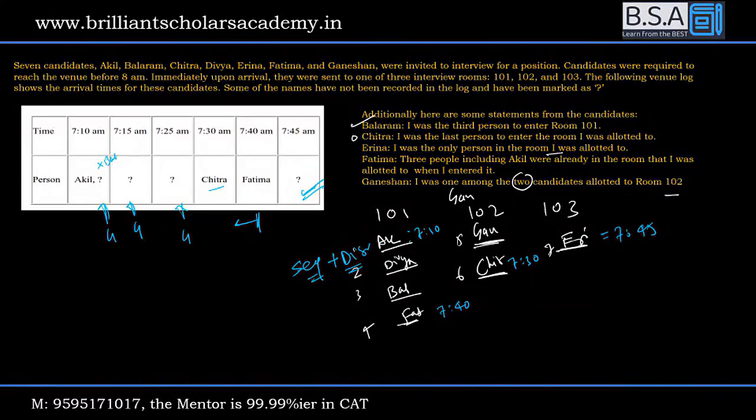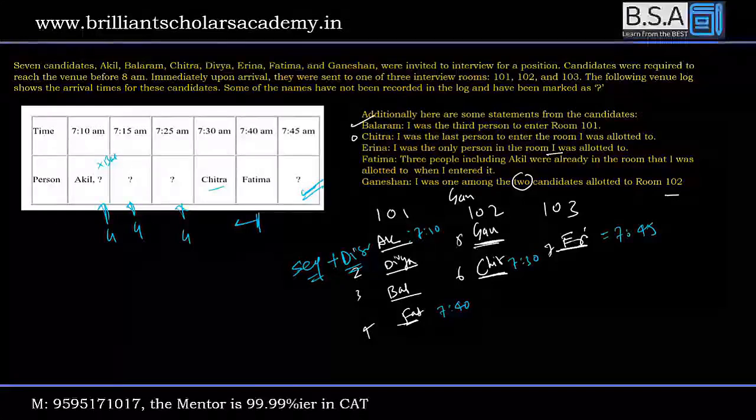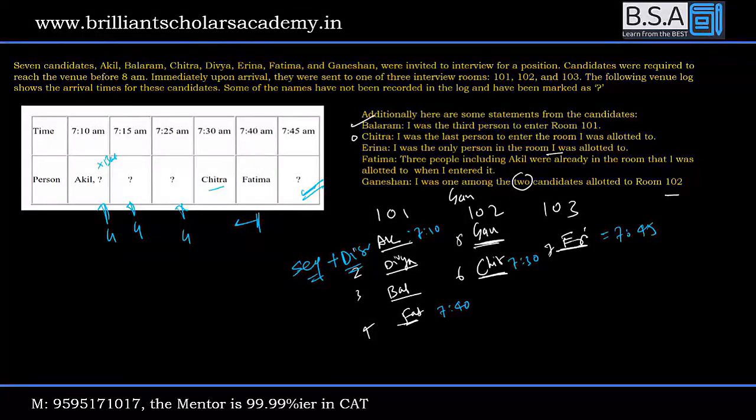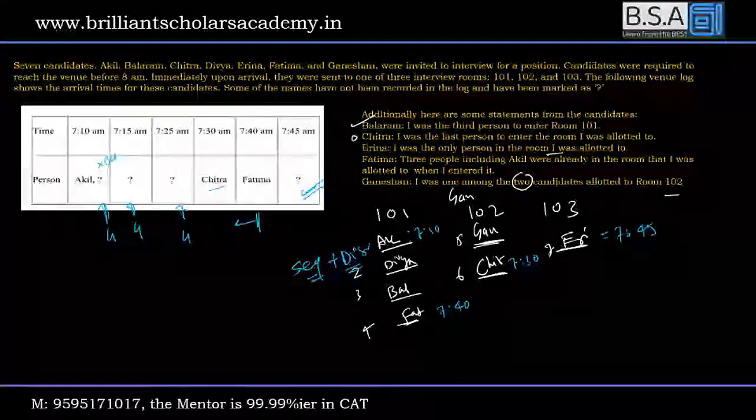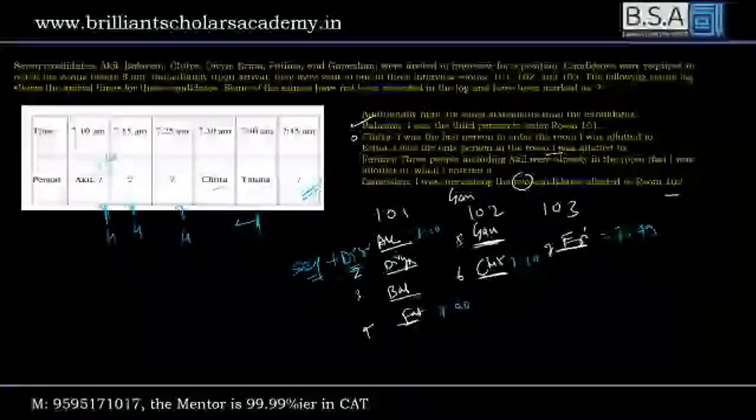It will be easier through the room. See, out of the 4 or 5 sentences given to us, there are 3 sentences specifically about rooms: that this person goes to 101, this person goes to 102, one person goes alone to a room, nobody else goes there. So it is easier through the room. More information is about rooms, so it will always be easier solving through rooms.